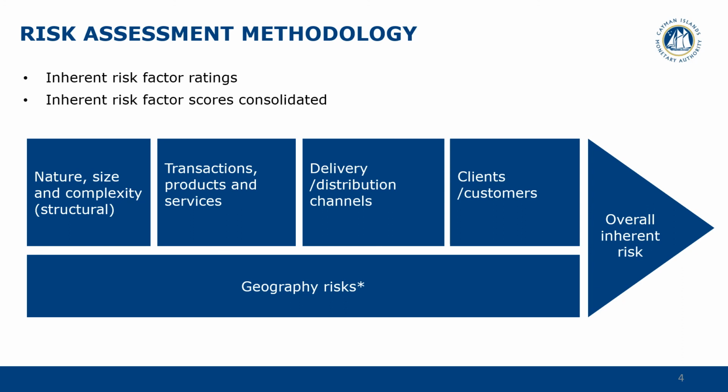And those inherent risk factors are derived from 5 different categories: nature, size and complexity, so the structural risks, transactions, products and services, delivery and distribution channels, clients and customers, and underpinning each of those 4, geographical risks, so your exposure to high-risk jurisdictions. I'll come on to explain each of those in a little bit more detail, but fundamentally, all of those individual risks were aggregated to come up with the overall inherent risk scoring of medium-high.